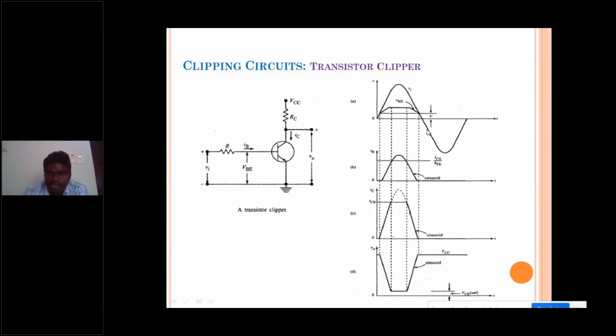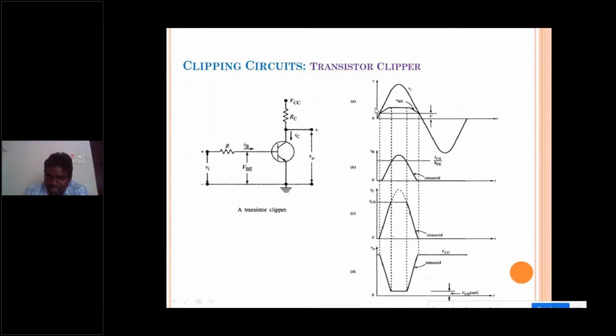When I am applying the input signal here, that is converted into a base current. I need to calculate the base current from the input voltage. From the input voltage, I am going to get a base current. When I apply the input voltage, I do not directly get the base current. Initially it needs a minimum voltage, so for some time you are not going to get any base current. But after some time, the base current starts.